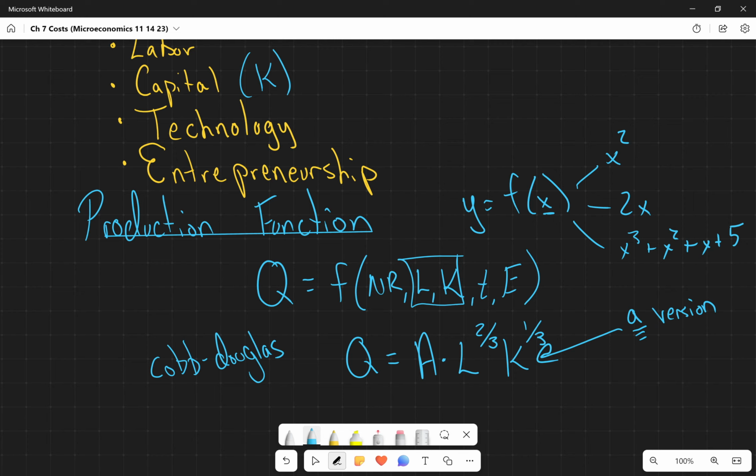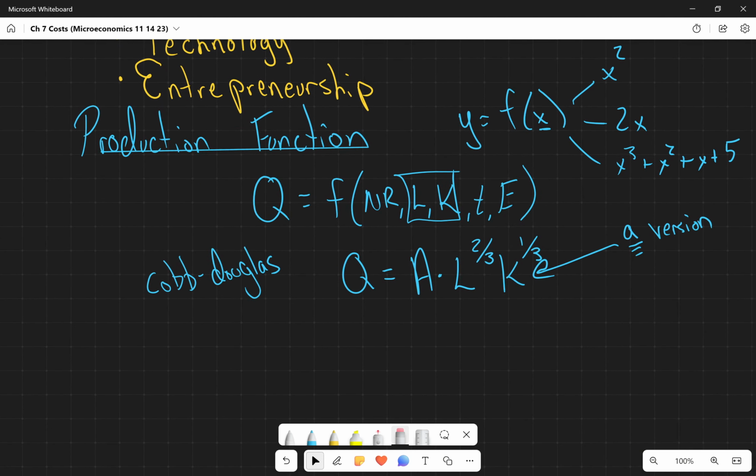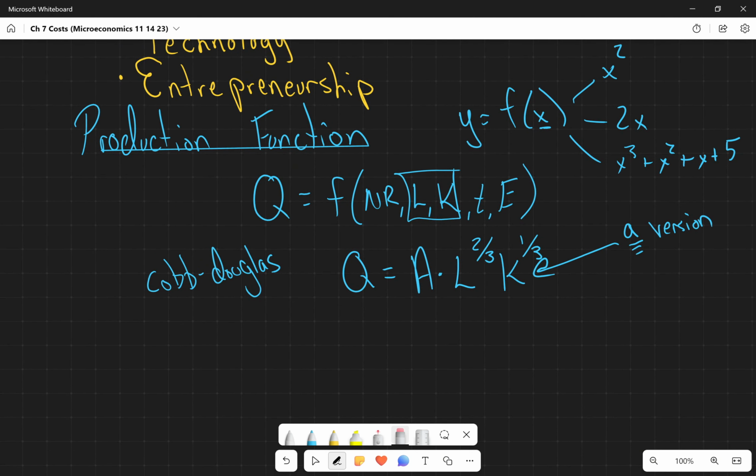So again, we don't need to actually know this for the test. But I figured it was interesting for some of you wondering why we have this general thing and not an actual explicit form for the production function. Well, we do once we simplify things to just labor and capital, and we assume the rest away. Which leads us nicely into our shorthand formula for the production function.